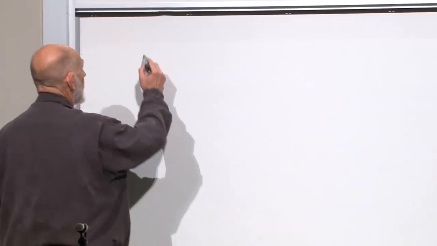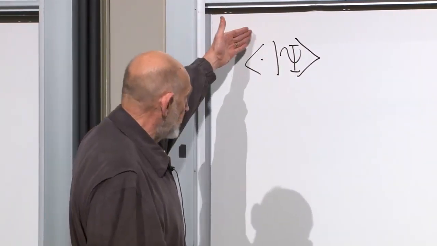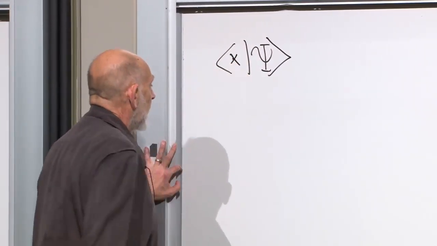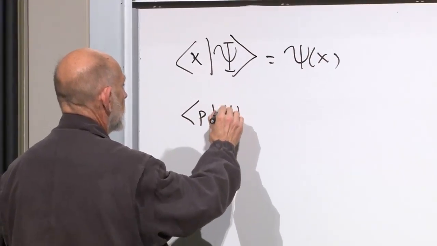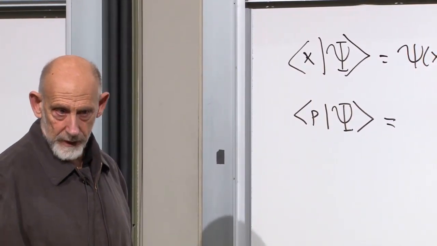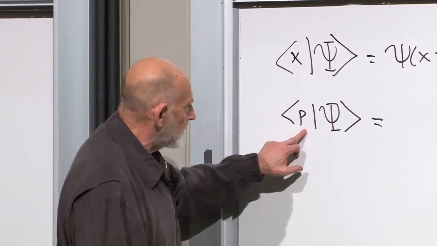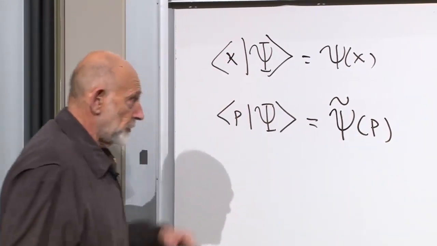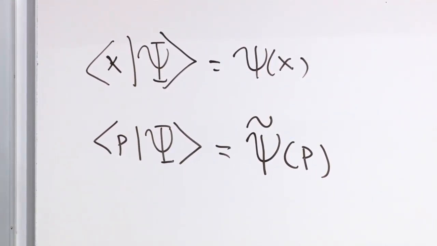In general, we define a wave function by taking the state vector and projecting it onto eigenvectors of various observables, and that gives us the wave function in the basis associated with that observable. If I project it onto an eigenstate of x, that gives me the wave function psi of x. If instead I project it onto a state of definite momentum, that gives me something that I can call the wave function in the momentum basis. It's not a function of x, so it doesn't look like a wave in space, but it's called the wave function. And it's a function of momentum. What is it? Let's call it psi twiddle of p. I use the twiddle notation just to remind you that it's a different animal from the x wave function.